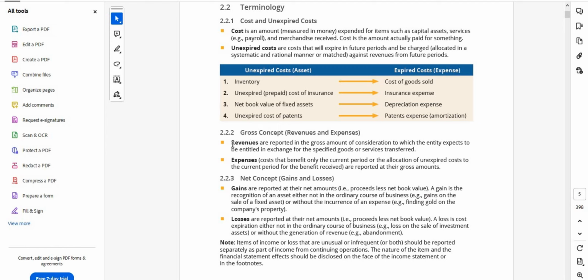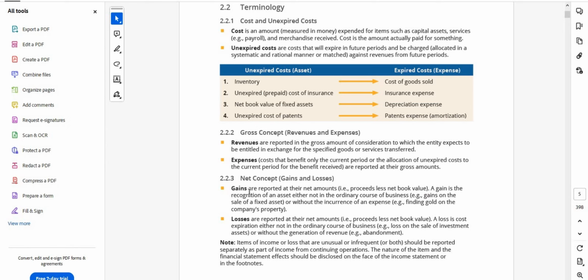I am going through what revenue and expense are. Revenues are reported in the gross amount of consideration to which the entity expects to be entitled in exchange for the specific goods or services transferred. Expenses, on the other hand, are costs that benefit only the current period, or the allocation of unexpired cost to the current period, and are reported at the gross amounts. Net concept, as I said, is gross less all the things, so we have net book value, or the net concept.